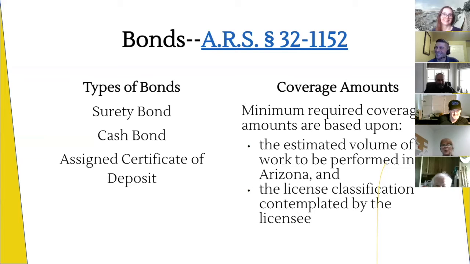All right, so bonds. Bonds are another area that we get a lot of deficiencies on. So we want to really try and help you create the best bond you possibly can so that you don't get a deficiency letter on that. There's three types of bonds. There's the surety bond. That's the most popular. You contact a surety company. There's many surety companies in Arizona. We have a list on our website. Also, a lot of insurance companies will write a surety bond.